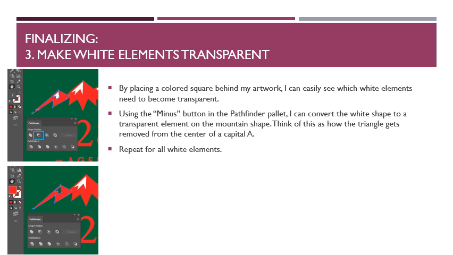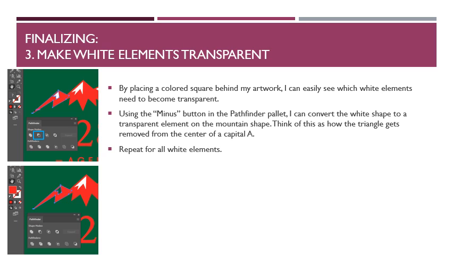Okay, now we're going to make the white elements transparent. If you're not sure if you have transparent or white elements happening in your logo, the easiest way to figure that out is to just draw a big colored square and then put it behind your logo. Since it's hard to tell white on top of a white page versus transparent on top of a white page, I always put in a colored square, lock down the layer, and then I can tell instantly where my issues are. So my mountains, the snow caps are white and I want them to be transparent.